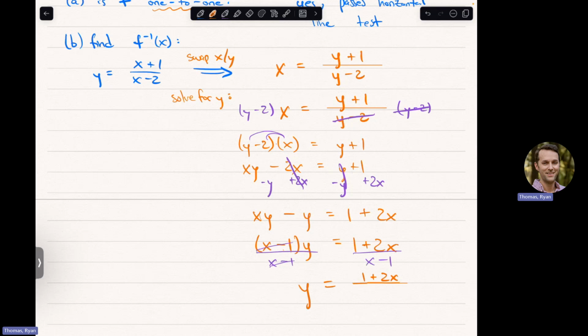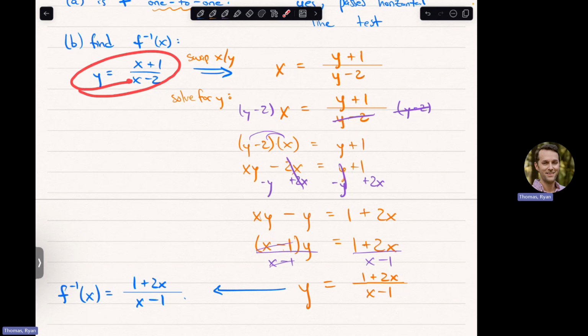but that's sufficient because it gives me a thing that I can divide out then to solve for y. I've got y equals thing involving x. This is our inverse then, which I'm just going to write as the inverse of f is 1 plus 2x over x minus 1. So given this function that we started with, which we verified as 1 to 1, we swap x and y, then we solve for y, and that gives us our inverse function here.